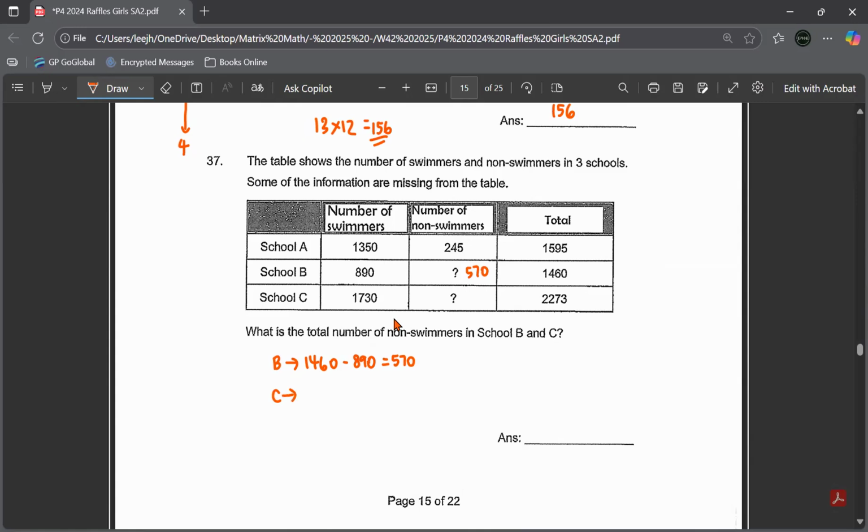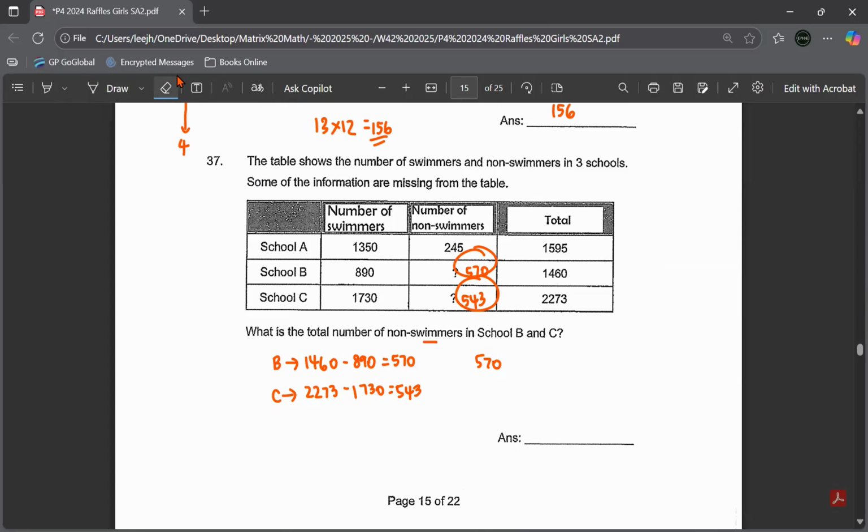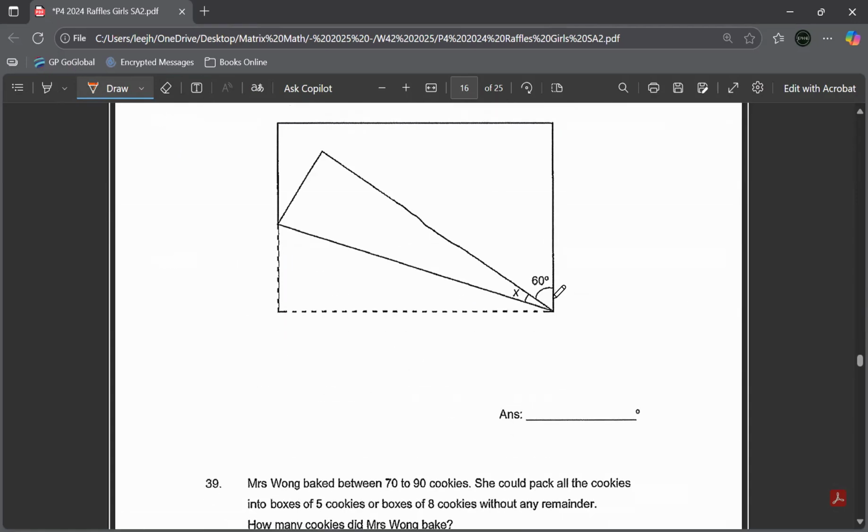But what about school C? Total 2273, swimmers 1730. 2273 minus 1730, 543. So this is 543. So total of non-swimmers, I just add these two together, this and this. So 570 plus 543. Answer 1113.